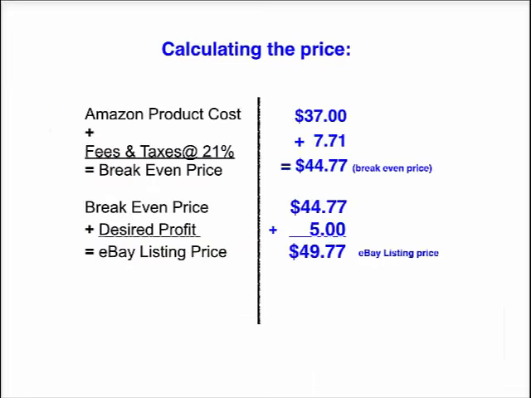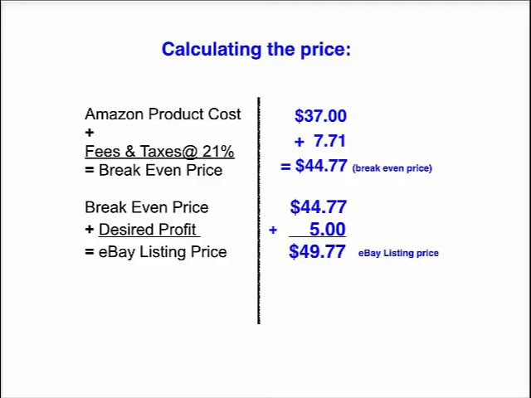So here's the formula for calculating your price. Product cost plus the sum of the fees and taxes, as much as 21%, is going to equal your break-even price. That's a price where eBay and PayPal have taken out their fees and you're able to pay back the cost of the product, and you would have zero. But you have to factor in your desired profit on top of that. So in this example, I used a modest $5 to arrive at your listing price on eBay.